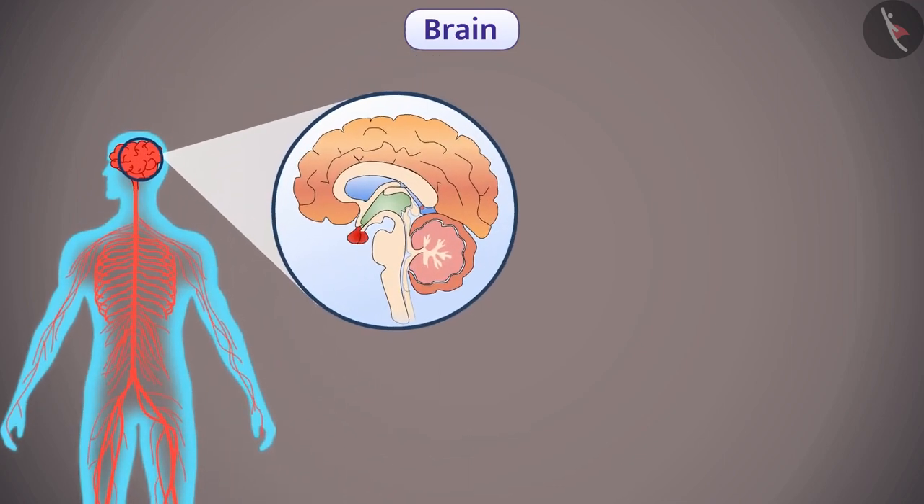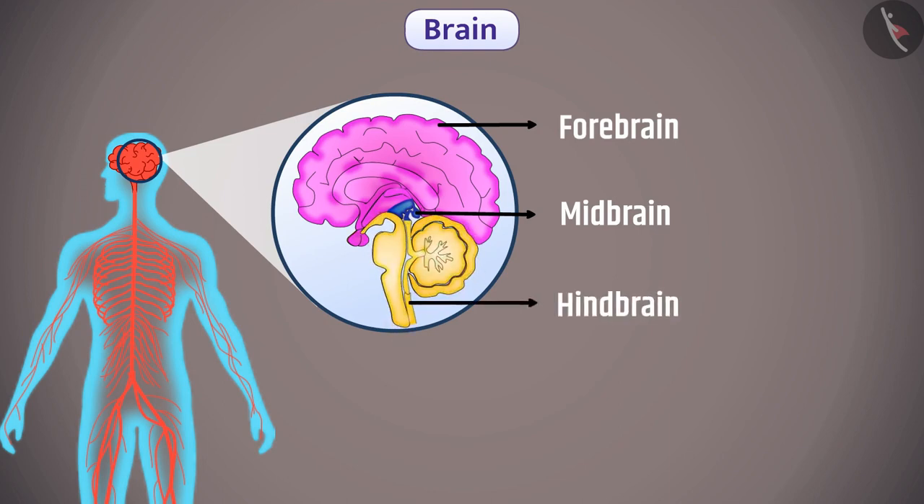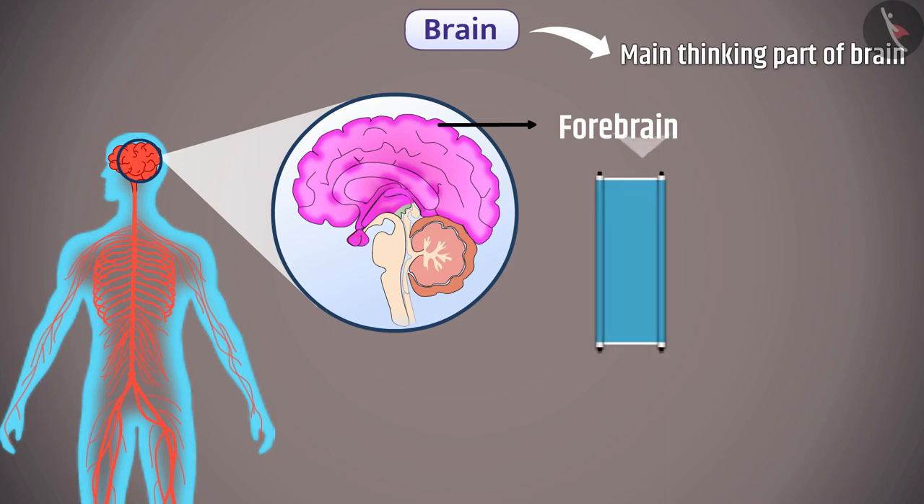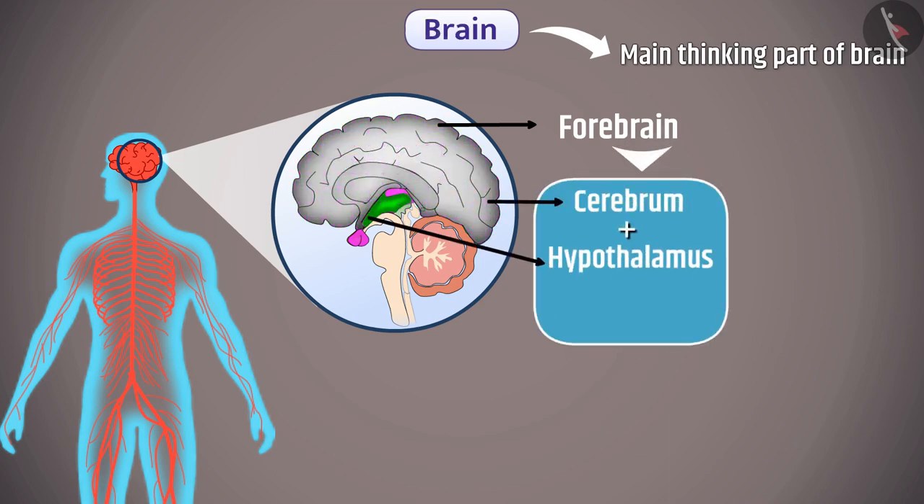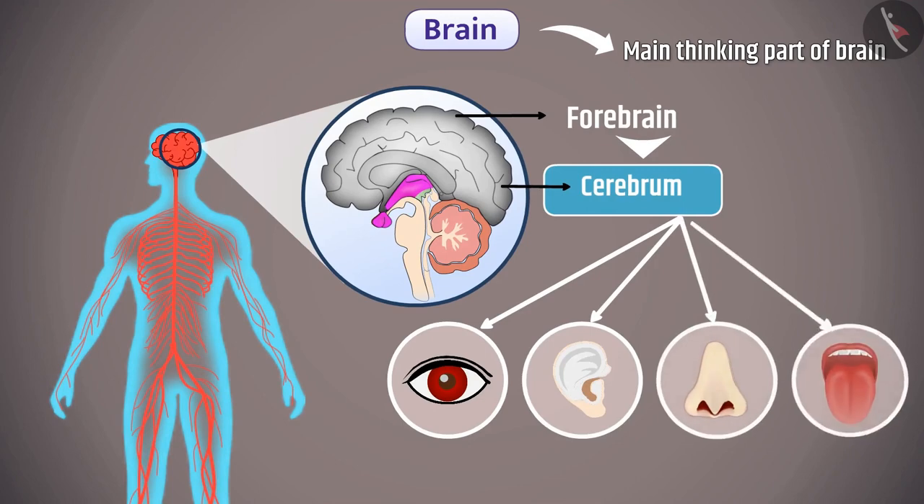There are three parts of the brain: forebrain, midbrain, and hindbrain. The forebrain is the major thinking part of the brain, which is made up of the cerebrum, hypothalamus, and thalamus. The cerebrum controls our voluntary actions. There are different areas in the cerebrum for different receptors.